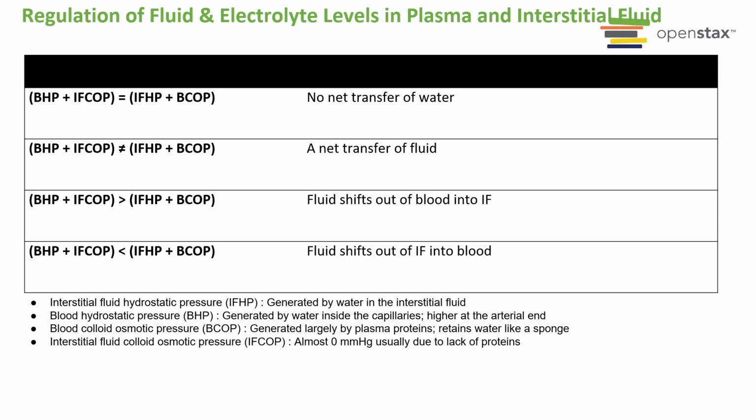This is akin, or it's an analogy to this osmotic pressure. We also have interstitial fluid colloid osmotic pressure, and this usually sits on close to 0 millimeters of mercury, and that's due to a lack of proteins that is typically within the interstitial fluid.